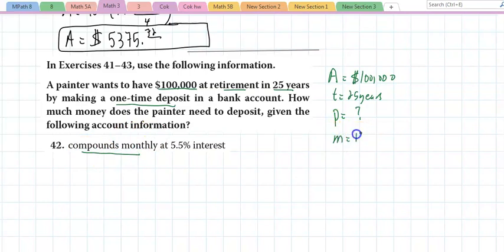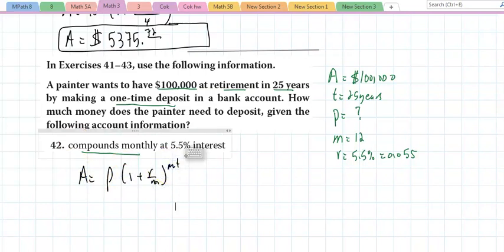How many months are there in a year? 12. And the interest rate is 5.5% or 0.055. So this is something like, I start planning for my retirement, and I notice by the time I retire, I'm going to owe on my house $100,000. So how much should I put right now so that at retirement I'm debt free? Assuming you inherited some money or something like that. So the formula doesn't change. The formula is A equals P times 1 plus R over M raised to the MT.